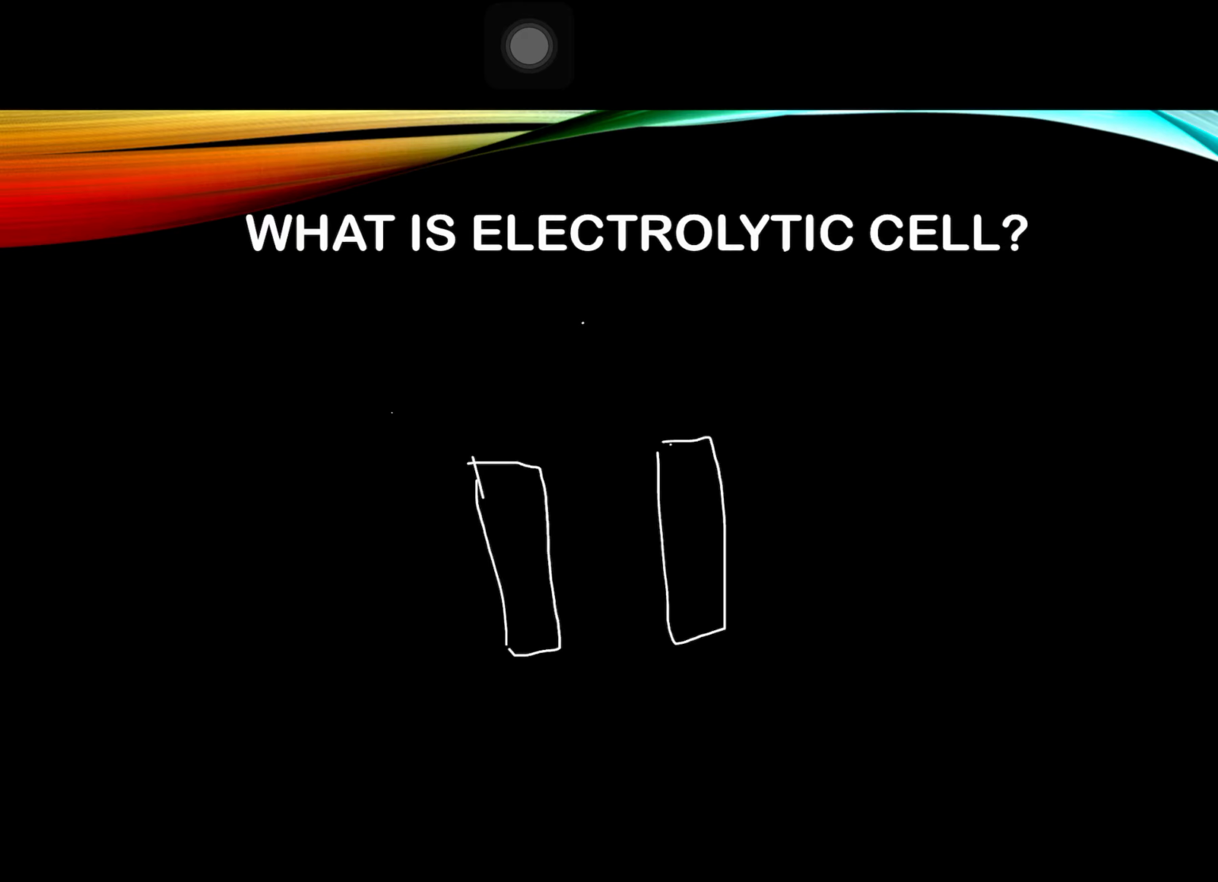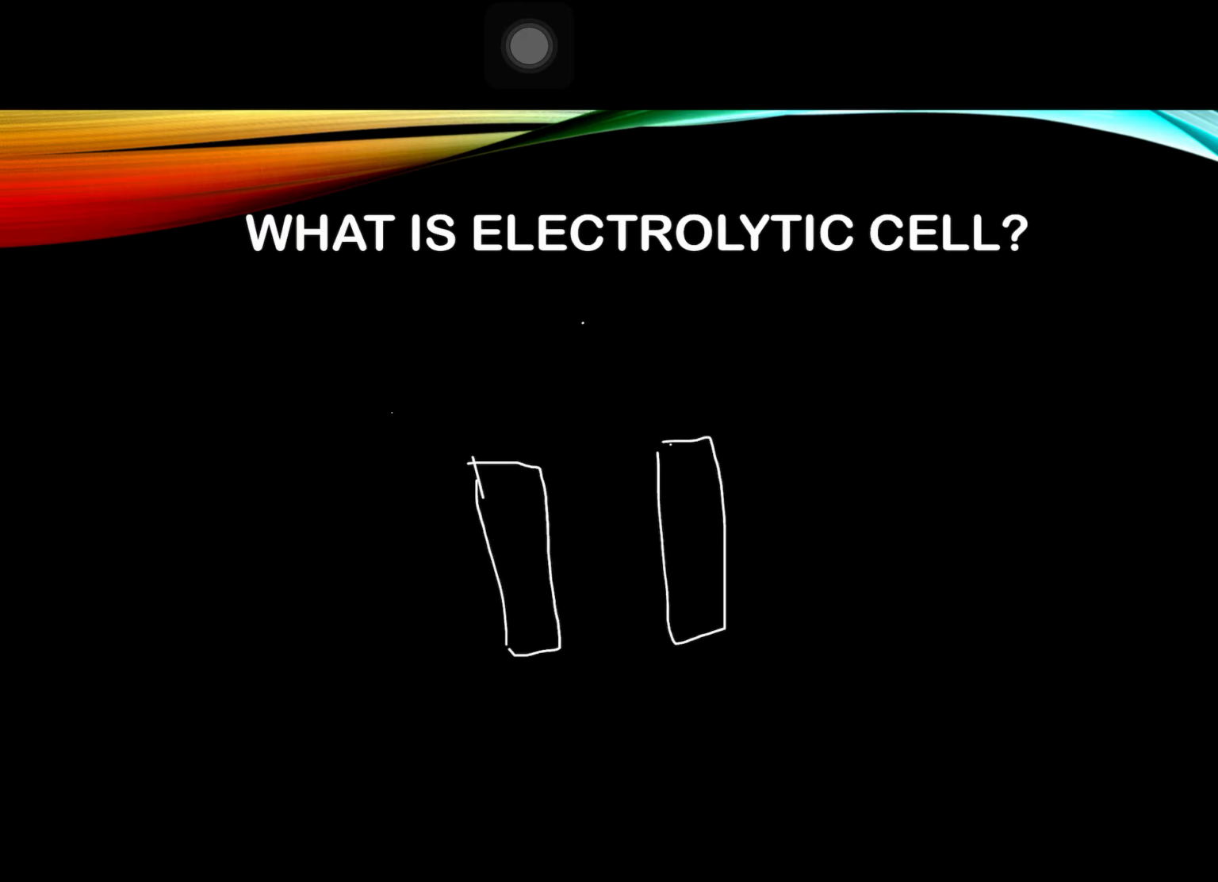So what is an electrolytic cell? An electrolytic cell mainly has three parts: two solid electrodes and one liquid electrolytic solution.